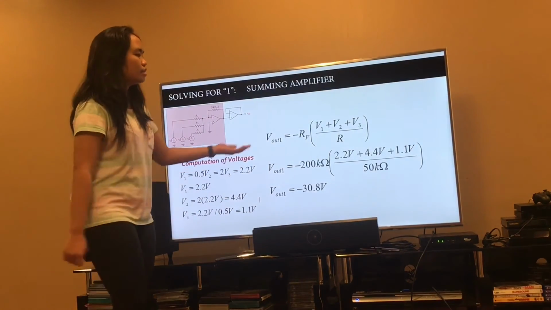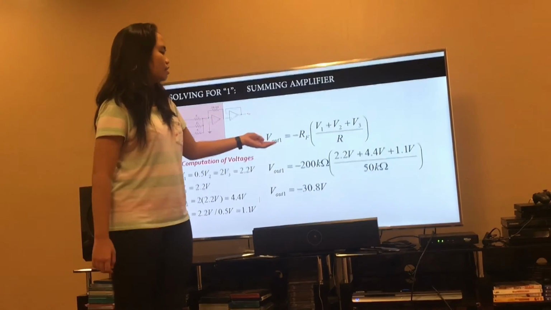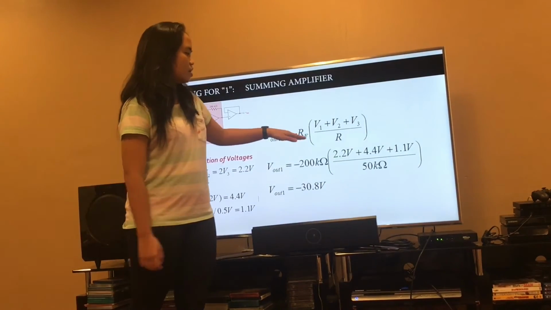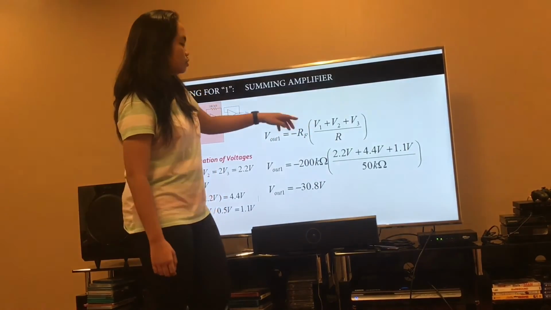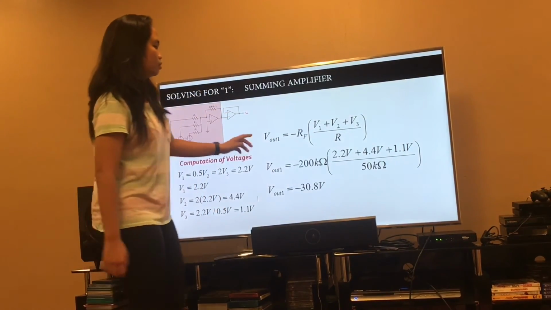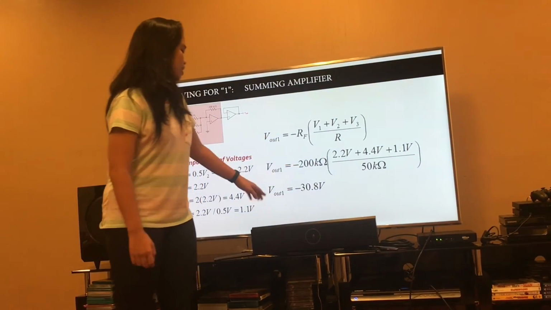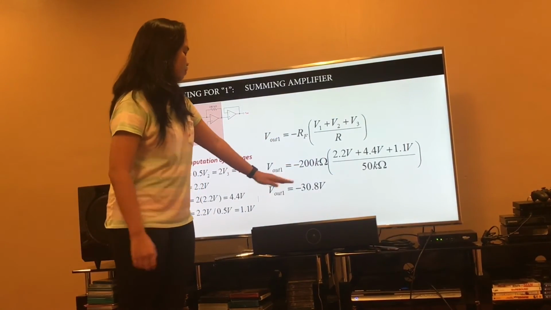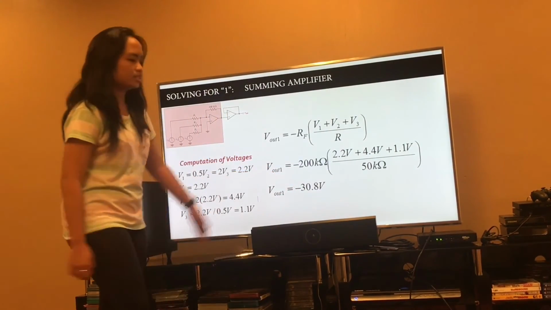Then here we use the summing amplifier formula to get the output voltage: negative RF multiplied by V1 plus V2 plus V3 over R. Just substitute the solved values here, and then we get the output voltage of negative 30.8 volts in the first stage.